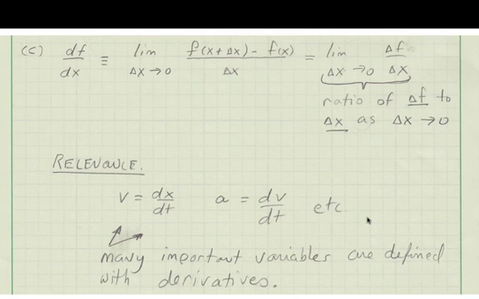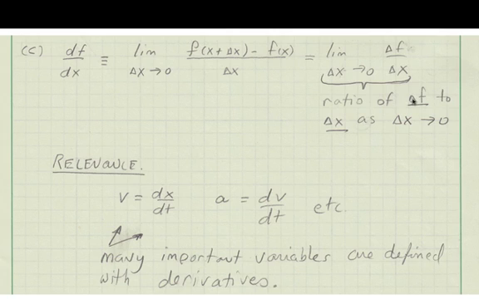1c asked, what does the derivative mean? The derivative is defined as a limit as delta x goes to 0 for a function at x plus delta x minus a function at x. And we can also write it like this. And I like to think of the derivative, and this is the most general meaning.